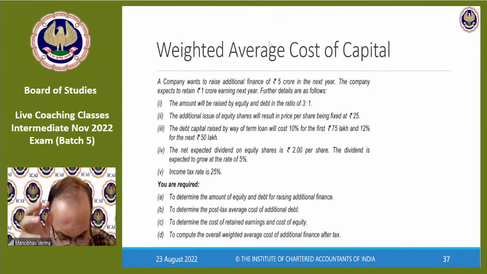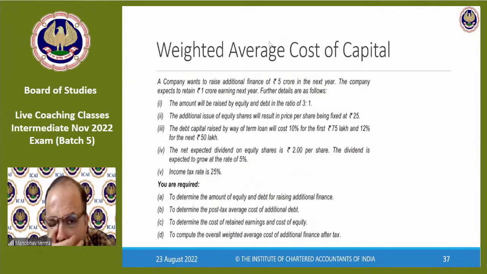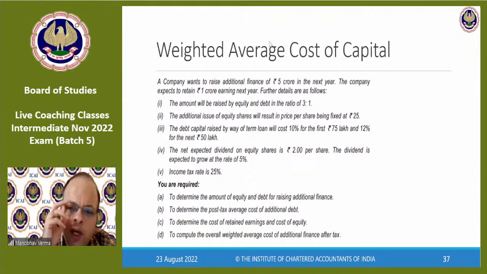So there are 4 additional requirements here. Question A is: determine the amount of equity and debt for raising additional finance. Who will tell me this? Something very easy. Equity and debt. Who will tell me part A, guys?